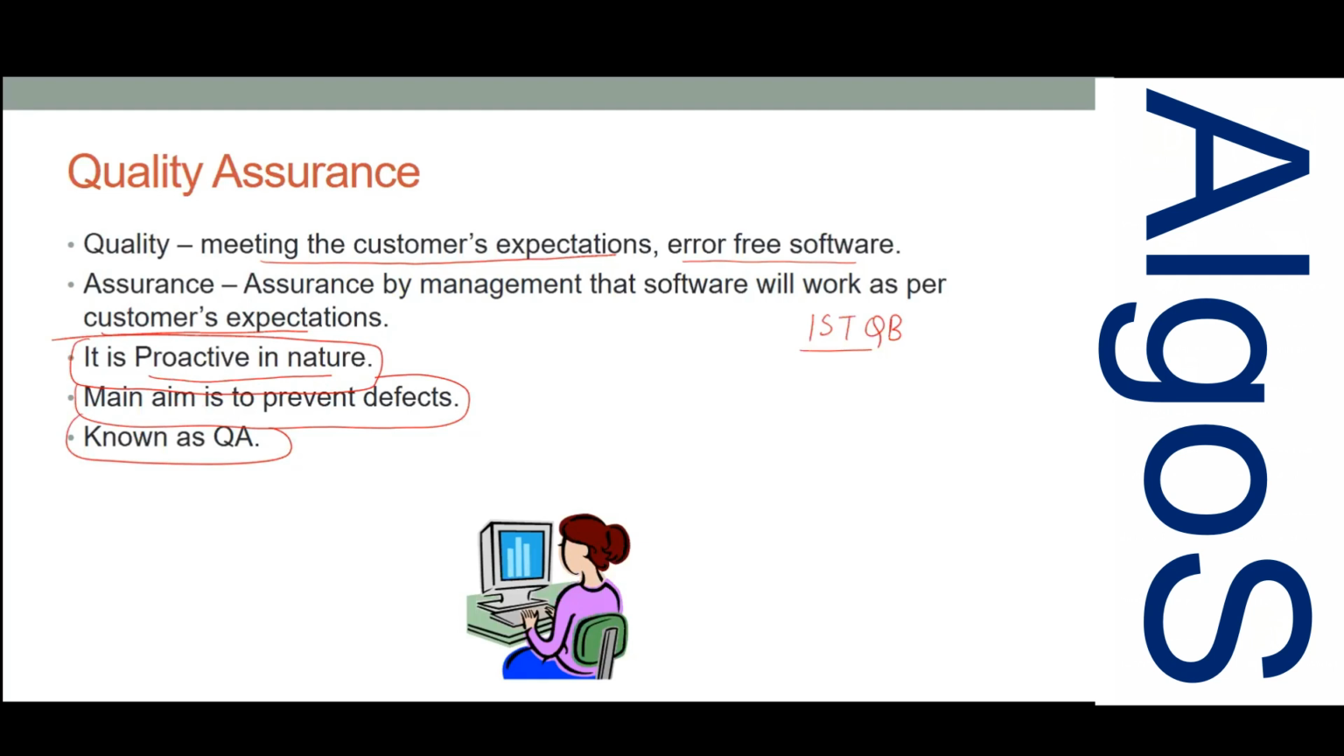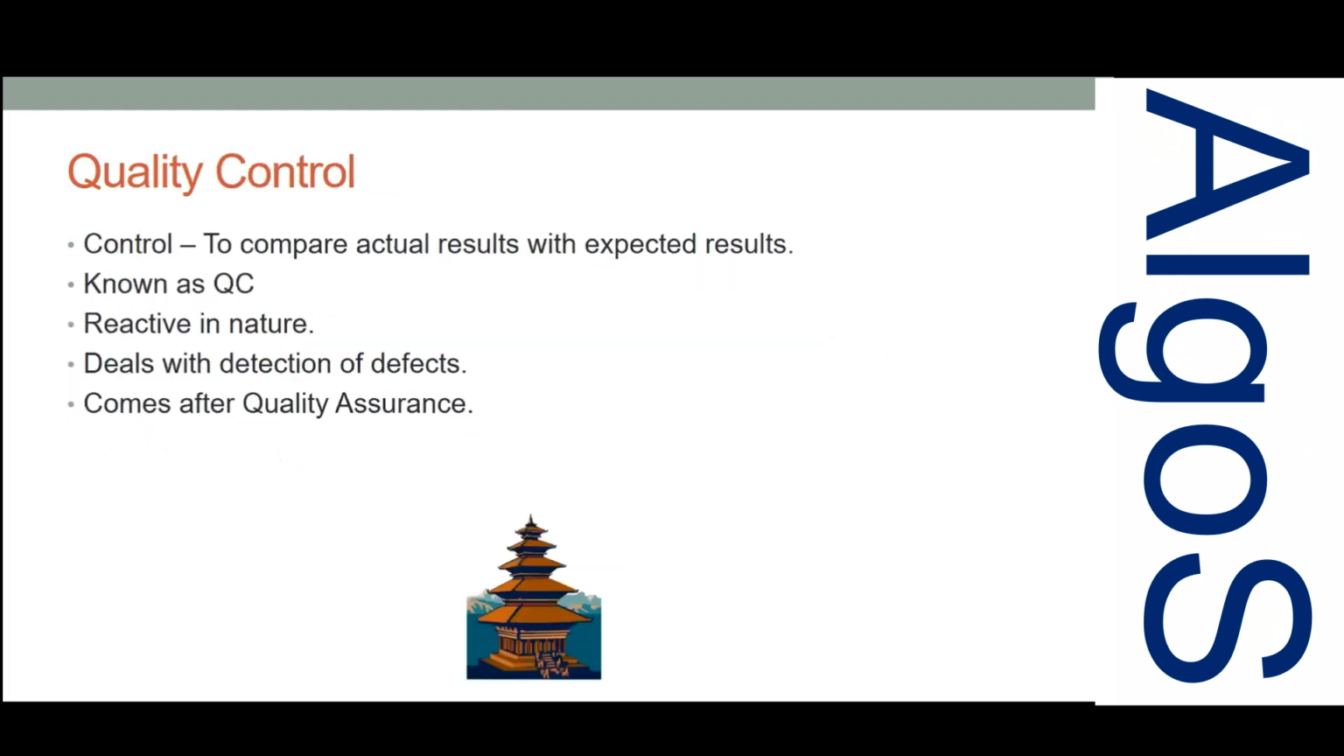And then after quality assurance, we use a term called quality control. So what is this term? We have to understand this term. These are the questions which are also asked in the interviews. What is the difference between quality assurance and quality control? That is why we are also discussing this term. Let's talk about quality control.